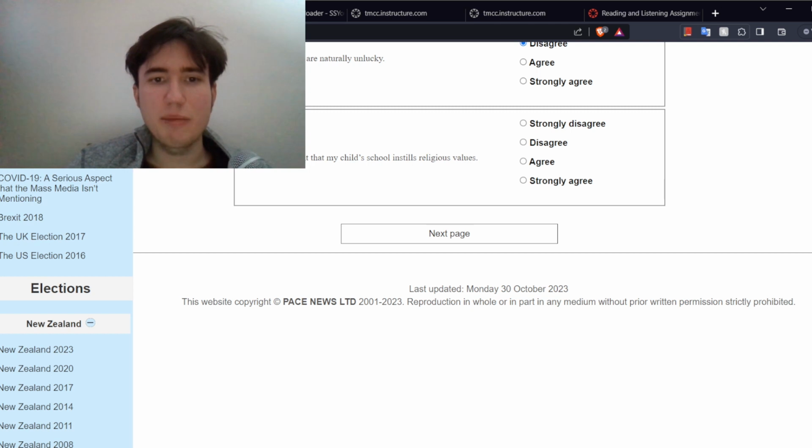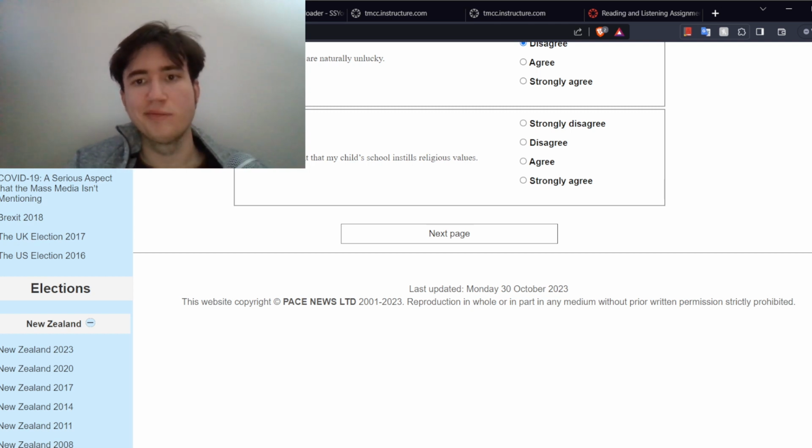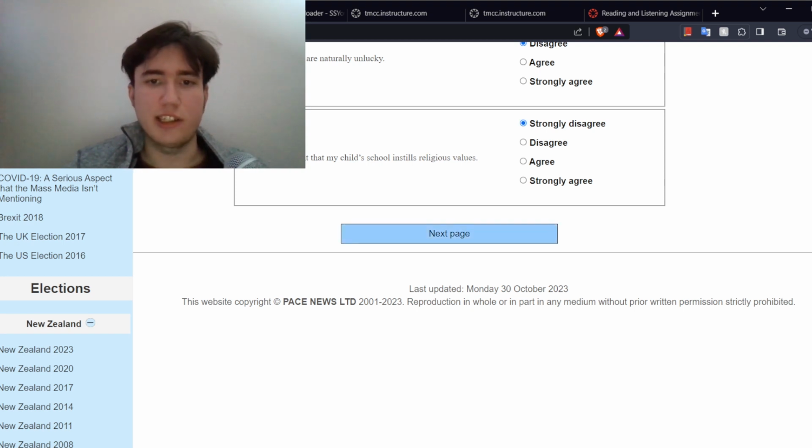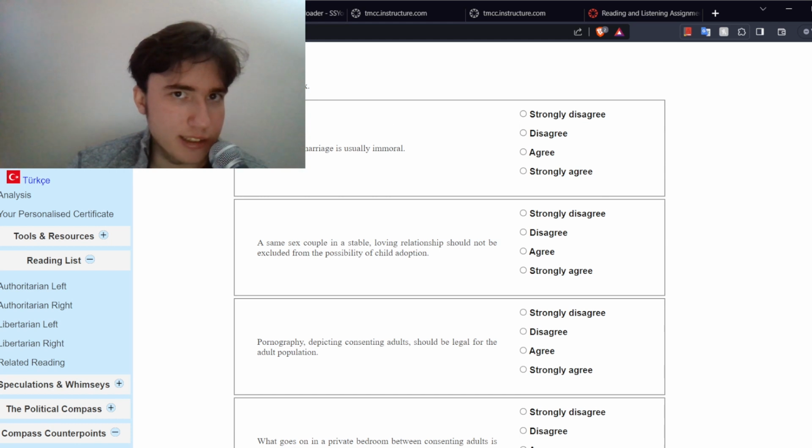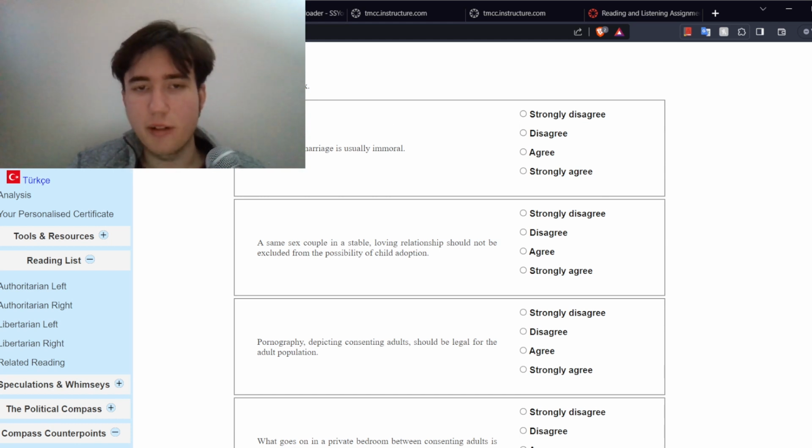It is important that my child's school instills religious values. Strongly disagree. I think it should instill anti-religious values. Finally, a look at sex. Ooh. It's fitting that we're in my bed now.